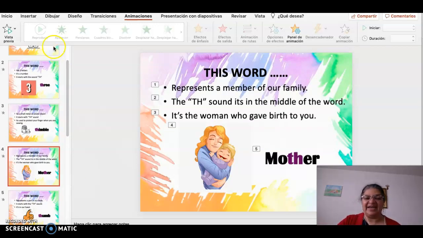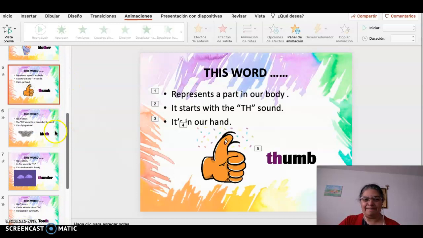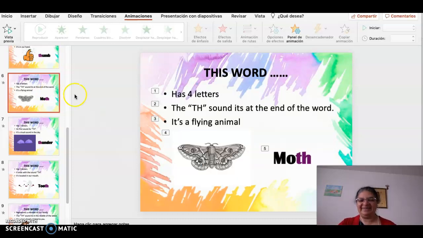The next one is a finger of your hand. How do you call this finger? Very good. Thumb. Thumb. Okay. Now, the next one is an animal that has the th sound at the end. And this animal usually flies. Okay, very good. Moth. Very good.